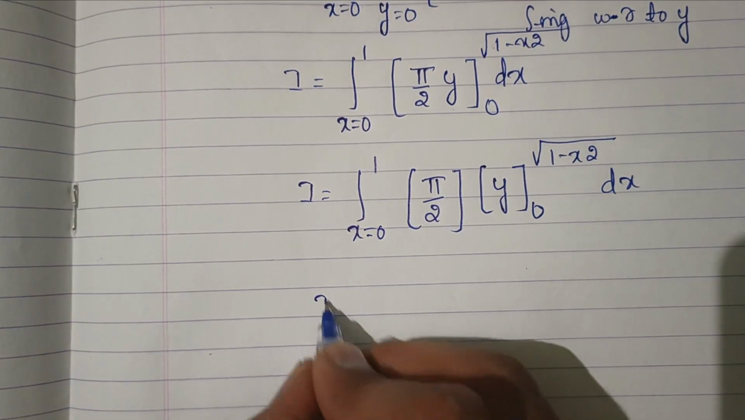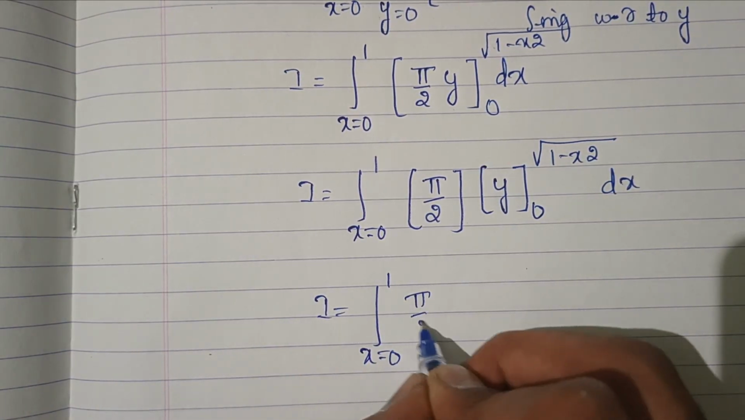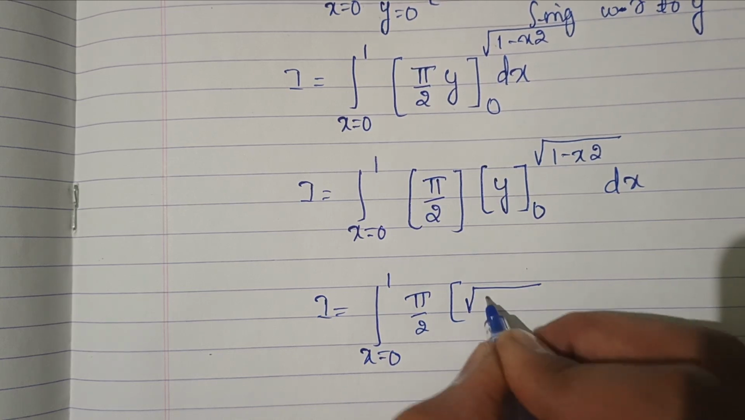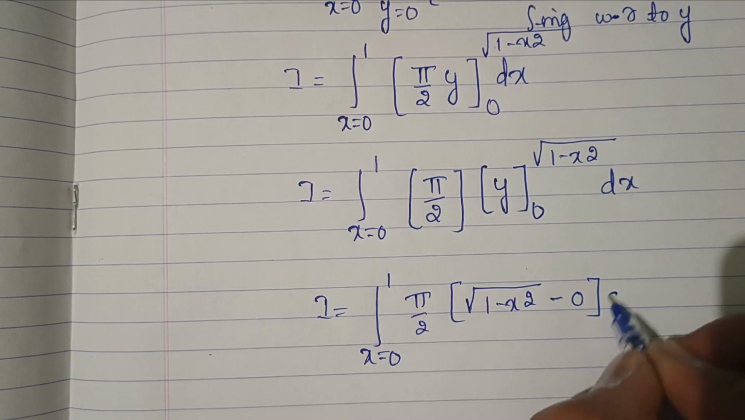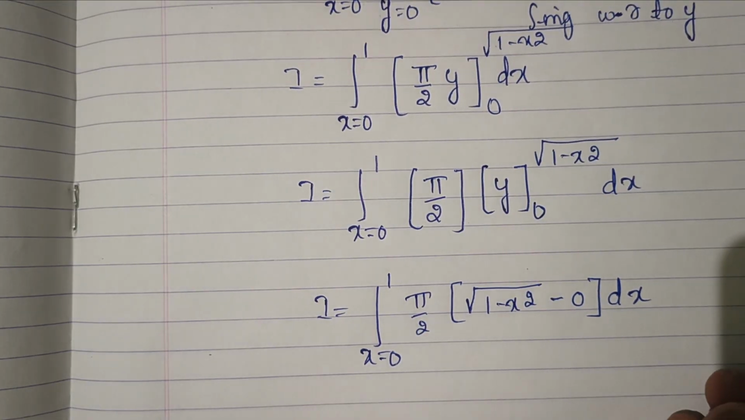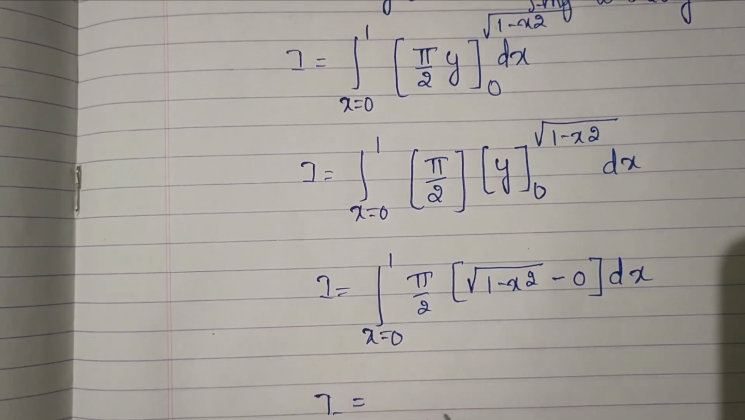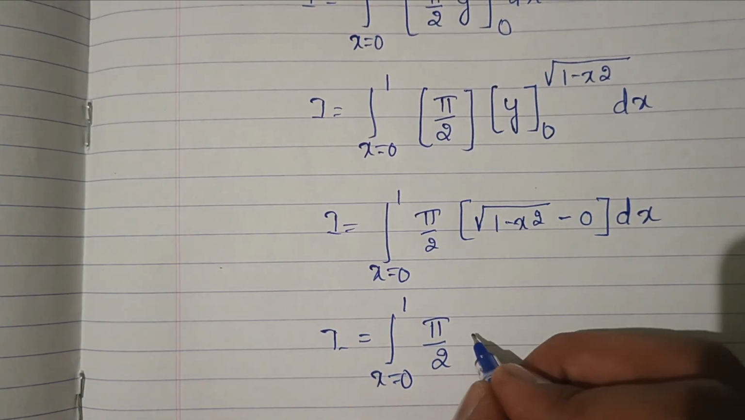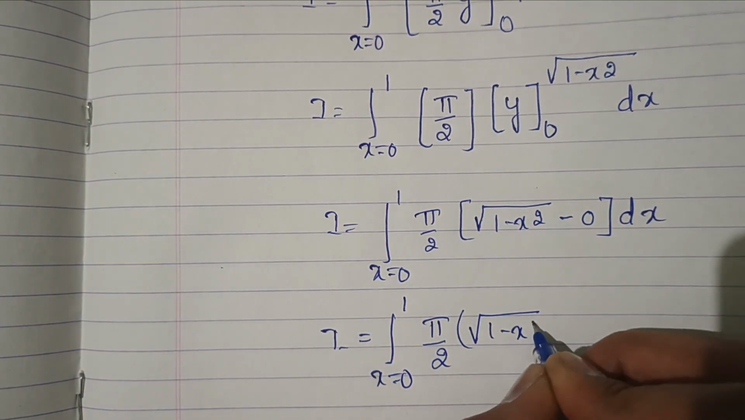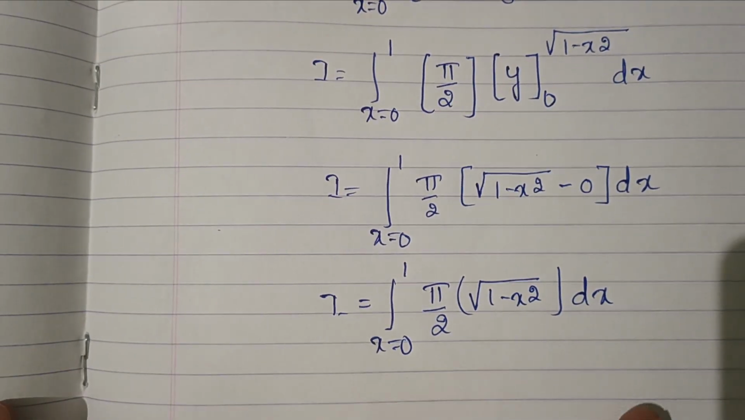Next, I is equal to the integration of x from 0 to 1. Pi by 2 is outside. When we apply the limits, that is root of 1 minus x square minus 0 of the dx. So I is equal to the integration of 0 to 1 pi by 2 of root of 1 minus x square of the dx. We are getting this one.